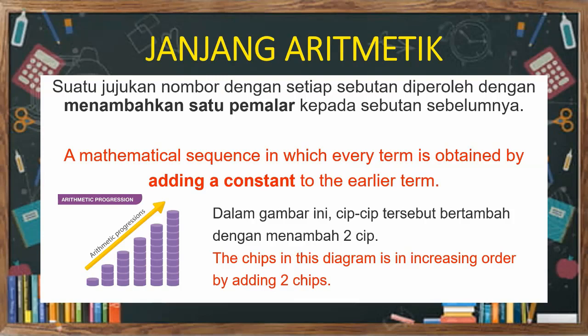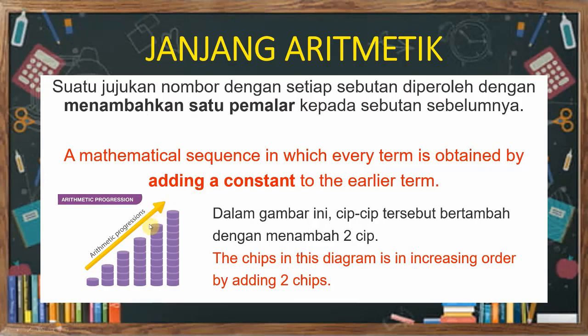So we will look at Janjang arithmetic, or in English we name it as arithmetic progression. Janjang arithmetic merupakan suatu jujukan nombor dengan setiap sebutan diperoleh dengan menambahkan satu pemalar kepada sebutan tersebut. A mathematical sequence in which every term is obtained by adding a constant to the earlier term.